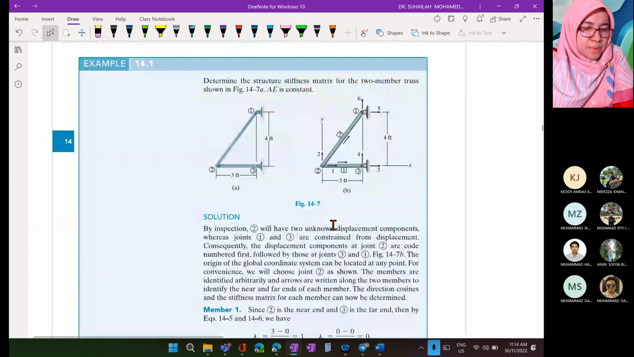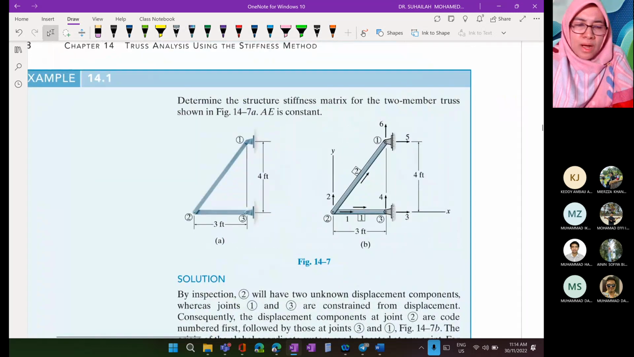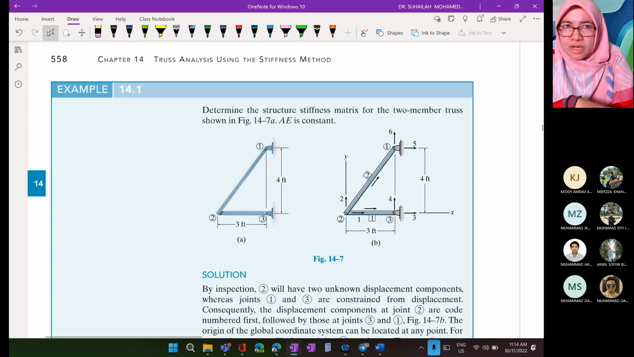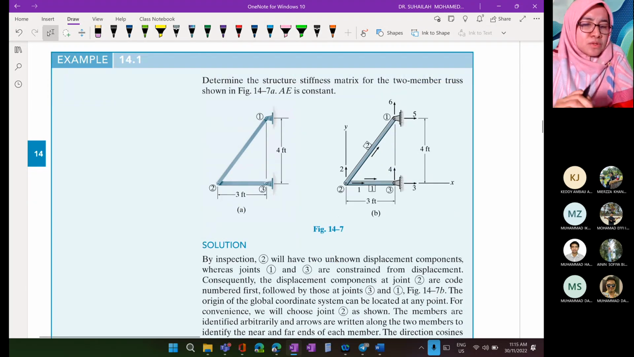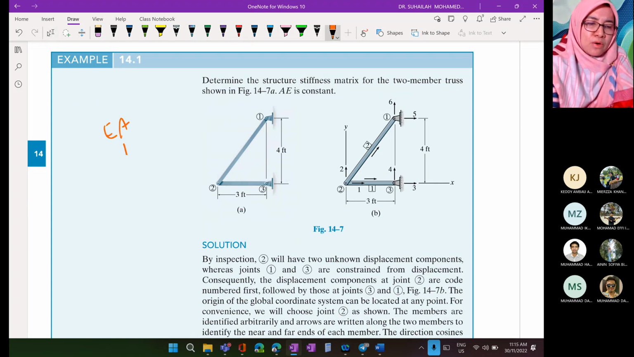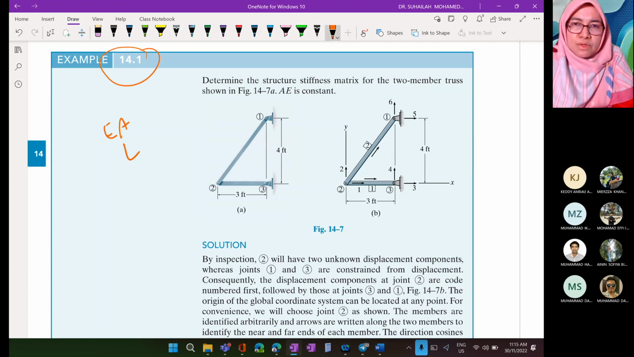Okay, let's look at the example. Example 14.1. I have more than one video explaining this, so I want you to watch that one. When we want to analyze, K will depend on EA and on L. That is why inside this example there is no loading, because K depends on axial rigidity as well as the length of the member.